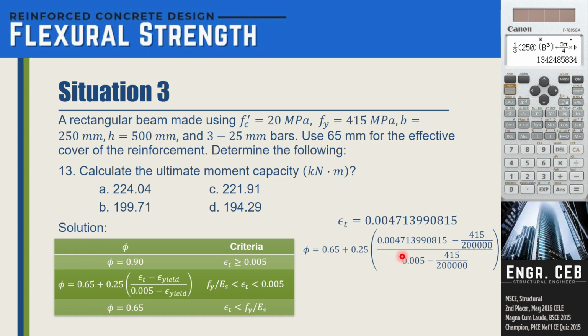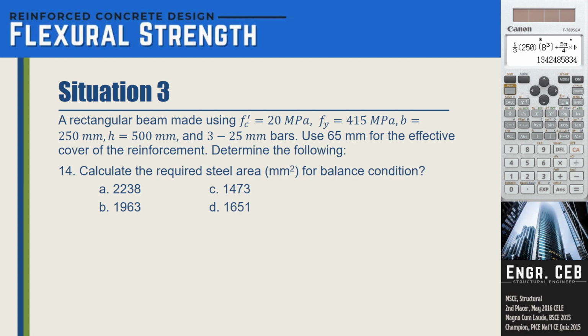We substitute the strain E sub T, 0.47, and then the yield strain is the computed value of Fy over E sub S. So we can now compute for the value of phi. So after that, once you have computed the phi, we can now compute for the ultimate moment capacity. So we just multiply that by M sub N, and that is letter D. Next, calculate the required steel area for balanced condition.